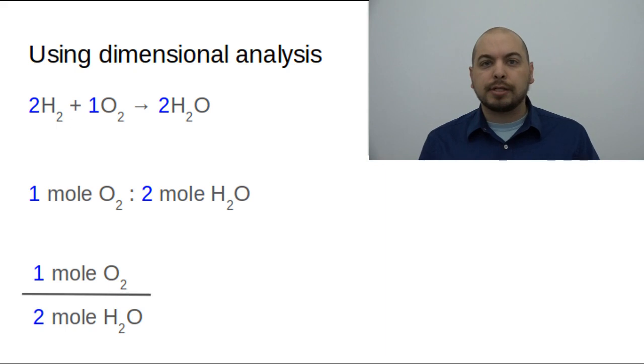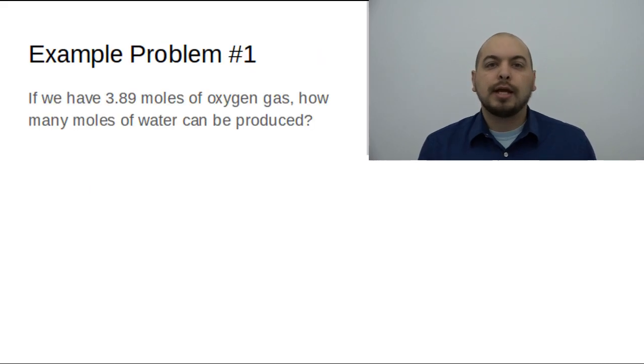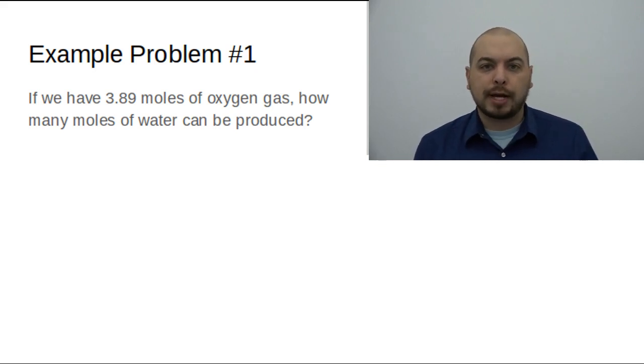That allows us to convert from moles of water to moles of oxygen. Let's show an example of how we're going to do this. In this first example problem, we're given that we have 3.89 moles of oxygen, and we need to find how many moles of water can be produced from a chemical reaction.